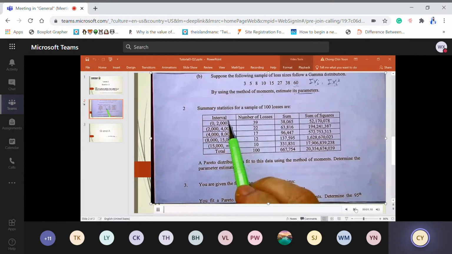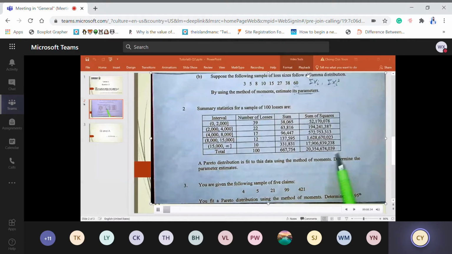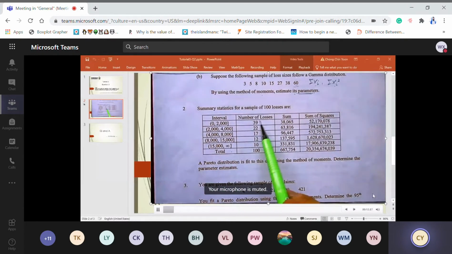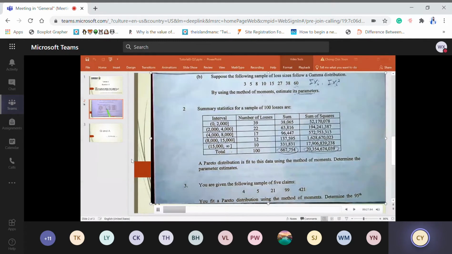Number 2. Summary statistics for a sample of 100 losses are given as follows. So we have intervals, number of losses, sum of the data from the intervals, and sum of squares of the data from the intervals as well. And the total is given by this. A Pareto distribution is fit to this data using the method of moments.